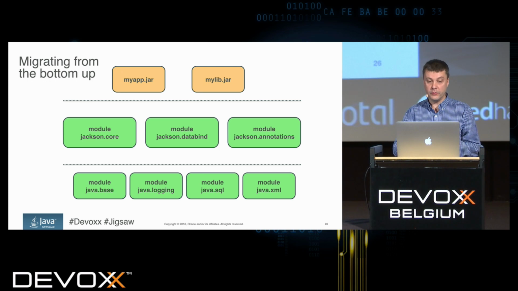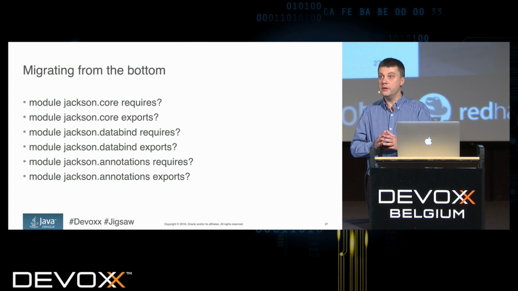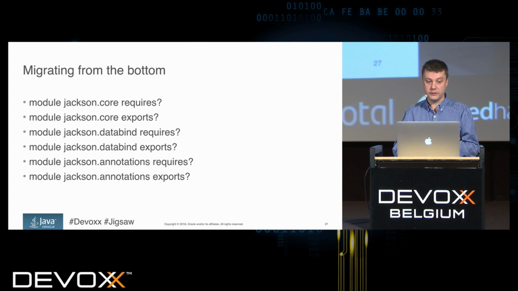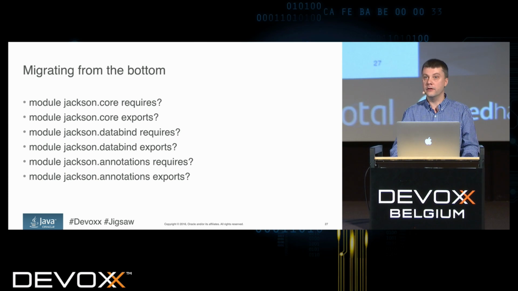So what we want to get to the point is that these modules declare exactly what they do. They declare their dependencies, and they also declare their exports so that they can take advantage of the reliable configuration and the strong encapsulation that Mark talked about. So exactly as before, when you meet modules, you have to ask 2 questions. What do they require? What do they export? We've got 3 potential modules here: Jackson Core, Jackson Data Bind, and Jackson Annotations. So we're asking the same question of each one of these 3 modules.